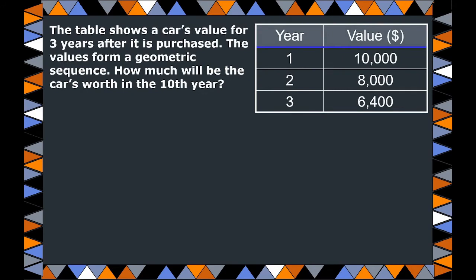Here's another problem. A table shows a car's value for 3 years after it is purchased. Now you have noticed that the value of the car is decreasing because any car or any appliance that you will buy, that depreciates, meaning its value decreases as time goes by. So this is the first year, 10,000. So that is A sub 1 is 10,000. So we have the common ratio, that is 8,000 divided by 10,000. How much do you get for that?